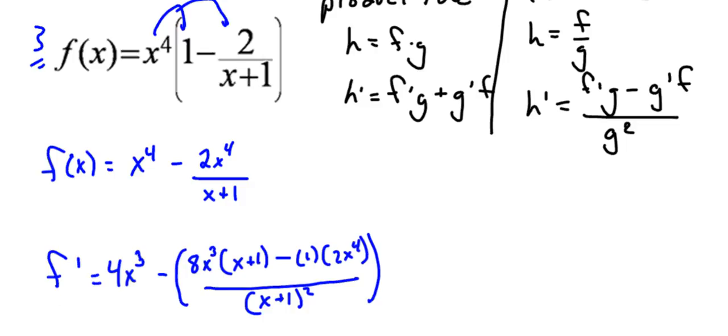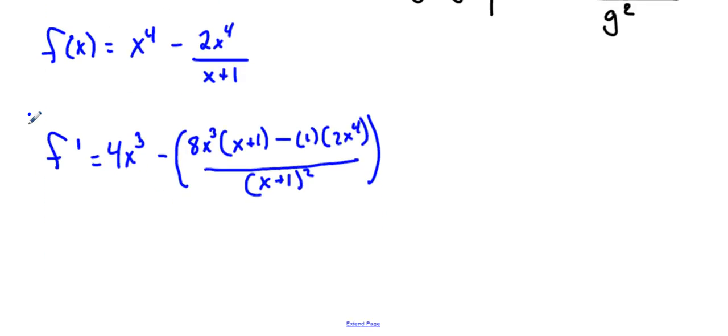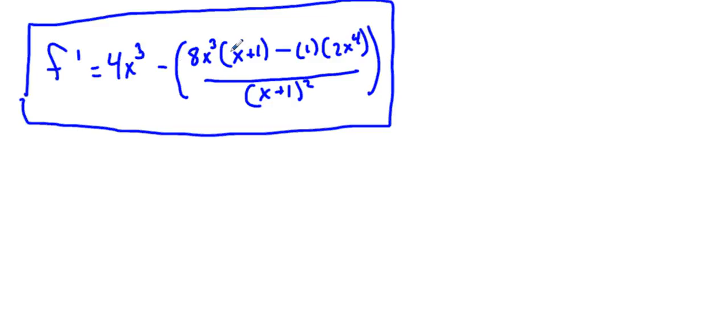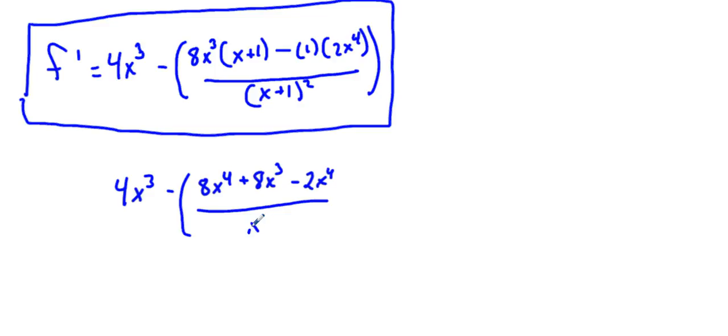Now, from here, this is our derivative. That's the derivative of that function when we simplified it, and that would be our answer. But I'm going to go one little step farther and simplify this a little bit. 4x to the third, we can probably leave alone. But I'm going to simplify this expression: 8x to the fourth plus 8x cubed, minus 2x to the fourth. We're going to clean that up a little bit. We have x plus 1 squared.